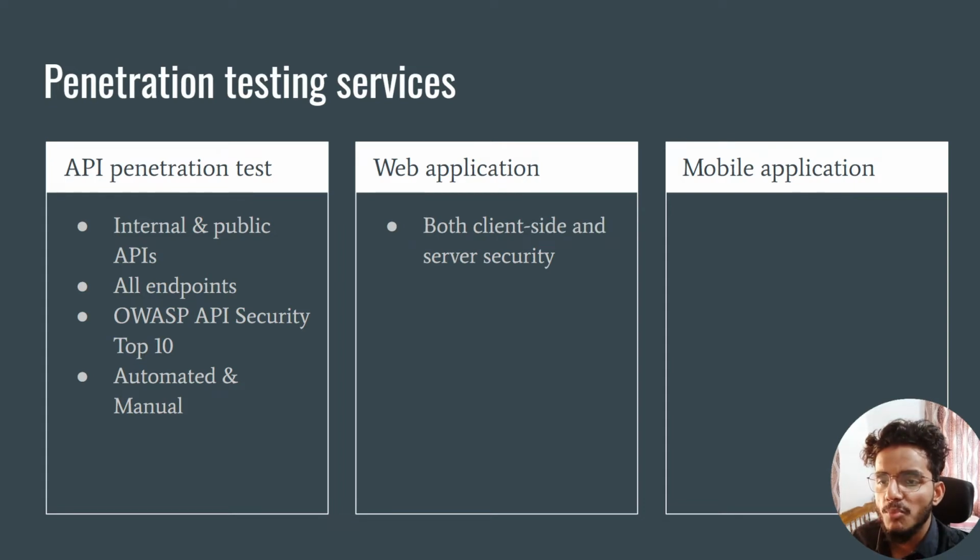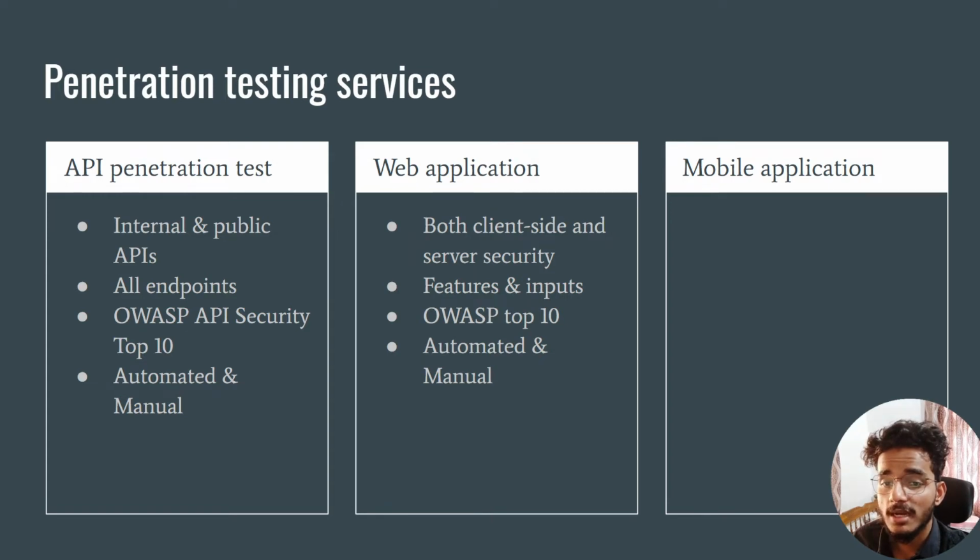In web application penetration test, I test both client-side and server-side security. That means both front-end and back-end security findings would be there. I will test all the features and inputs of your web application, and we will test for finding OWASP top 10 issues. In web application also, we will use automated and manual tools and approaches to find vulnerabilities in your web applications.